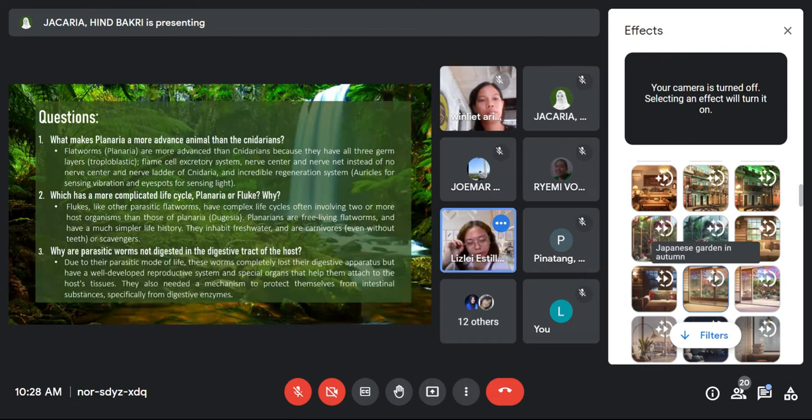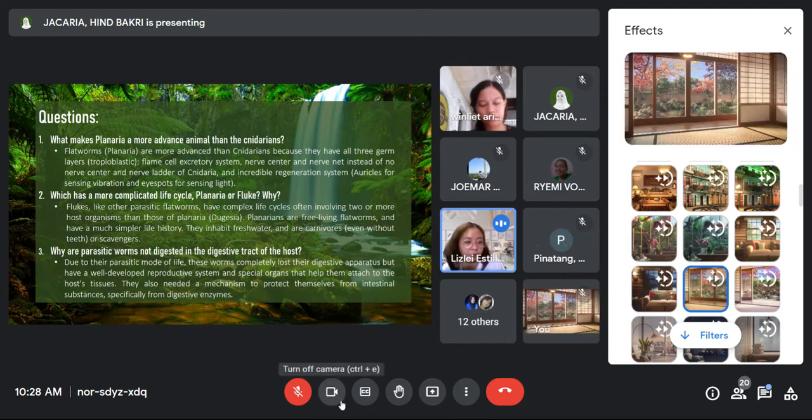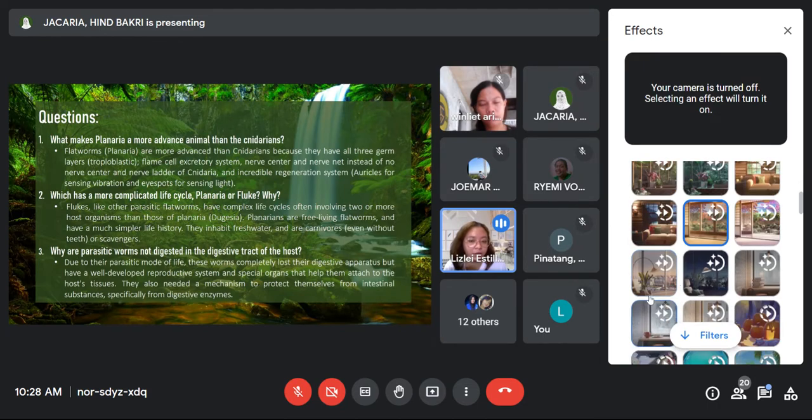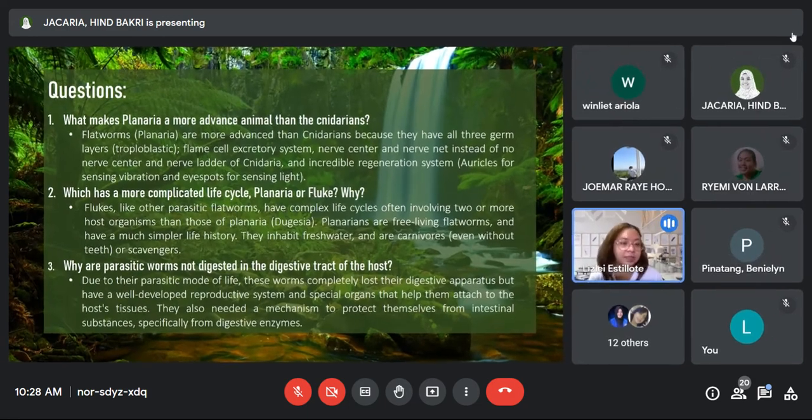For the question part, the first question: what makes planaria a more advanced animal than the cnidarians? Flatworms or the planaria are more advanced than cnidarians because they have all three germ layers, triploblastic, a flame cell excretory system, a nerve center and nerve ladder instead of no nerve center and nerve net of Cnidaria, and an incredible regeneration system, the auricles for sensing vibration and eye spots for sensing light.